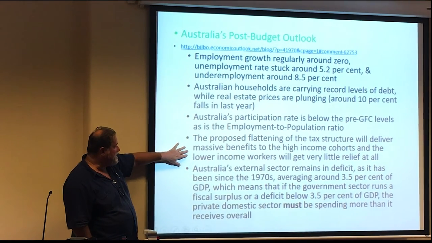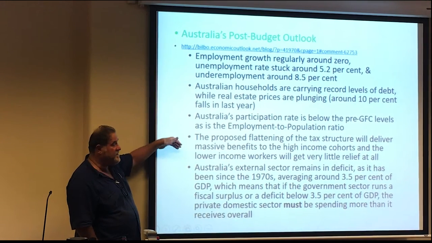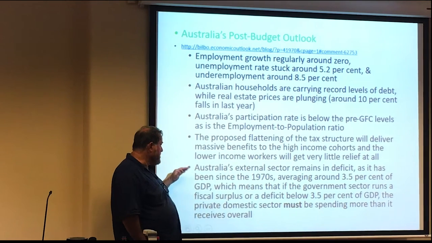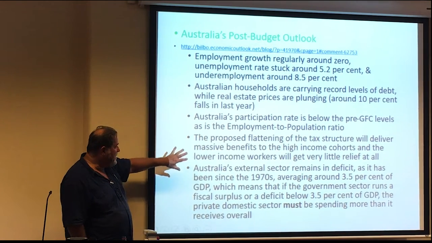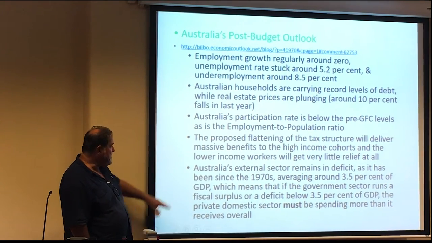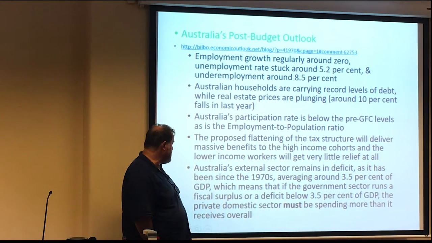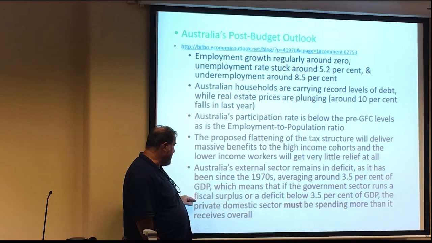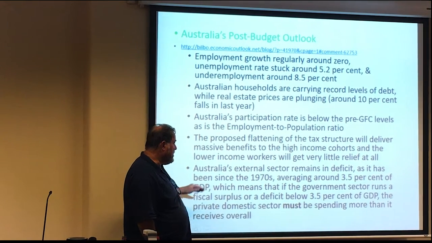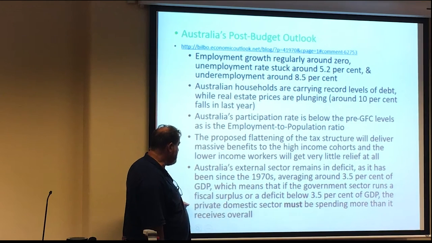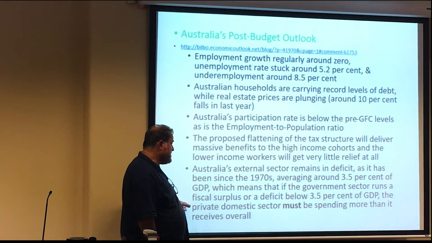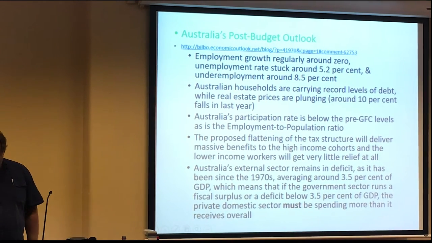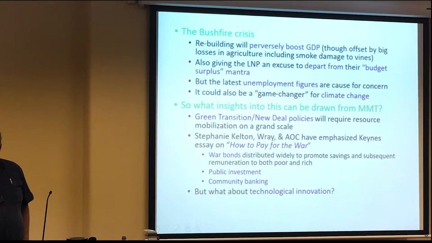The proposed flattening of the tax structure obviously is going to deliver benefits to high income cohorts, but lower income workers will get very little benefit. Our external sector remains in deficit, as it has been since the 1970s, running at around 3.5% of GDP. So if the government runs a fiscal surplus or a deficit below 3.5% of GDP, the private domestic sector has to be spending more than it receives overall. So this raises the issue of sustainability.